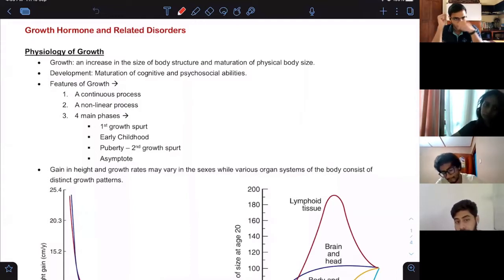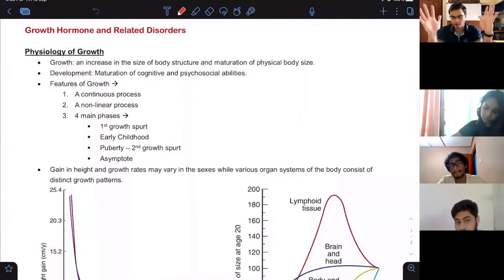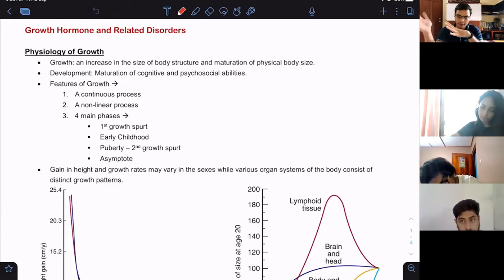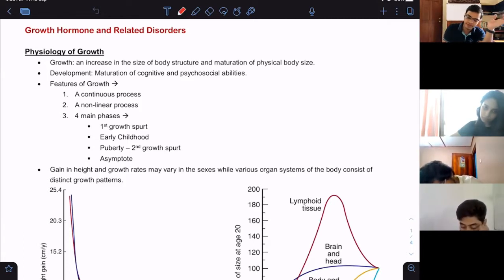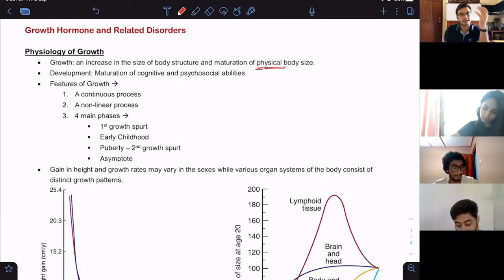Now, the first thing, guys, we'll dive into the physiology of growth. What is this growth, right? When we say growth, usually in humans, we talk about two things, growth and development. Growth is an increase in size of body structure and maturation of physical body size. The physical things is what we call growth.